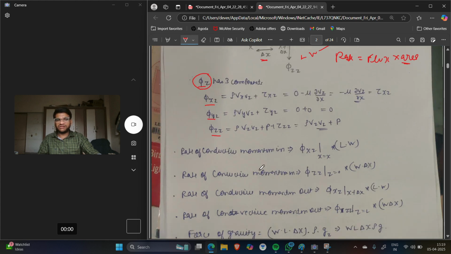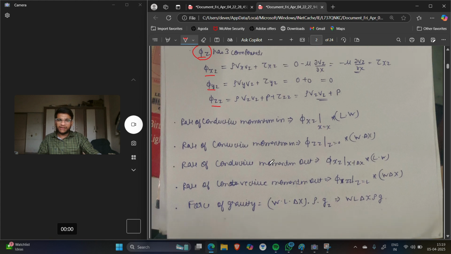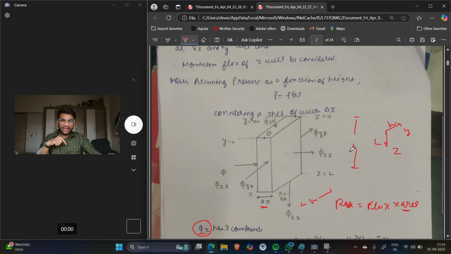So what is the rate of conductive momentum? It is phi xz at x equals x into LW. Conductive momentum out is phi xz at x plus delta x. Convective momentum means bulk flow. Bulk flow is in the direction of z. And the inlet is this. The area perpendicular to z is W times delta x.